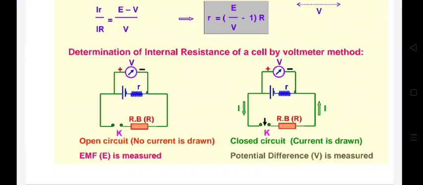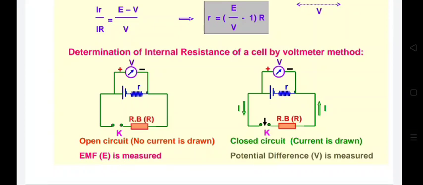Next we have determination of internal resistance of cell by voltmeter method. This is a simple circuit. We have taken a resistance box and connected a cell. Across the cell we have connected a voltmeter. The key is in open circuit. No current is being drawn in the circuit. At this moment, whatever is the potential difference, that is the EMF of the cell.